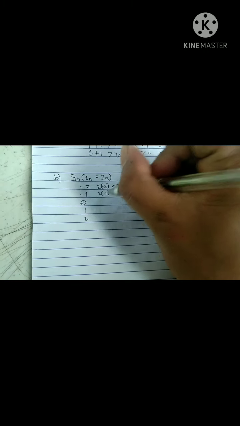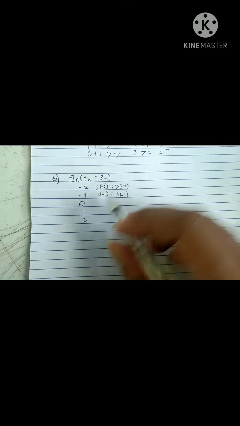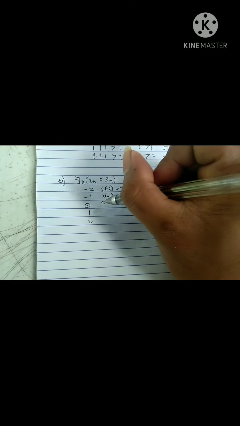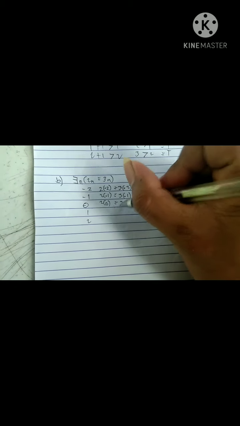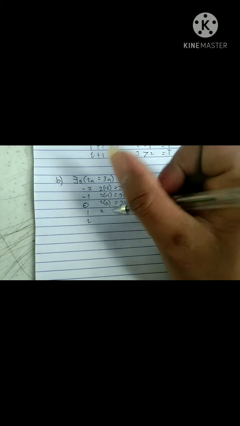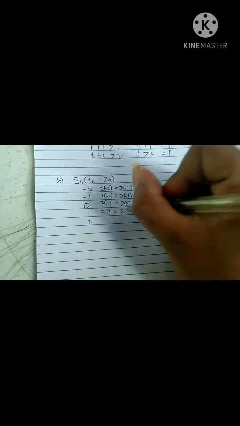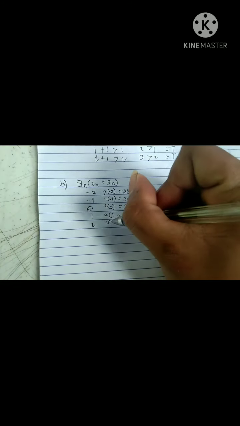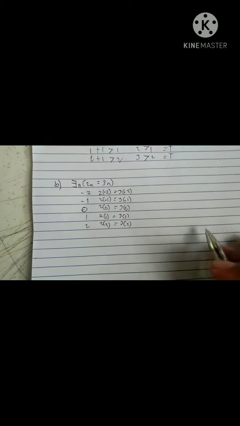Next is 2 times negative 1, then 3, negative 1. 0: 2 times 0, then 3 and 0. Next is 2, 1, then 3, 1. Next is 2, then 2, 3, then 2.